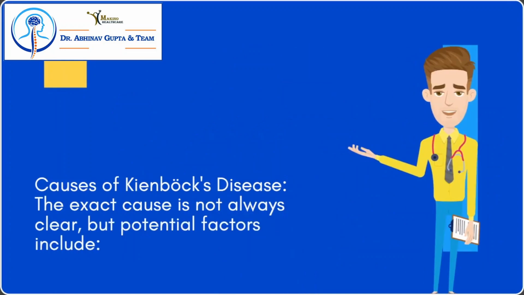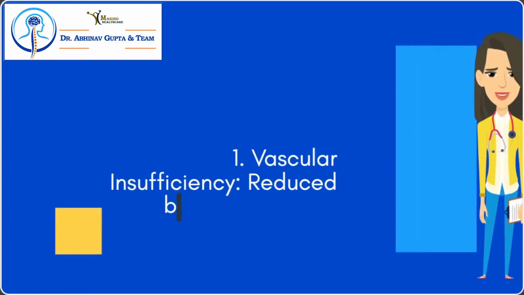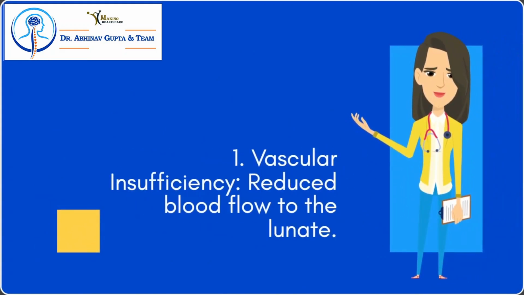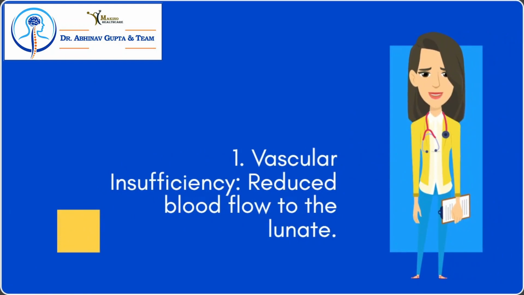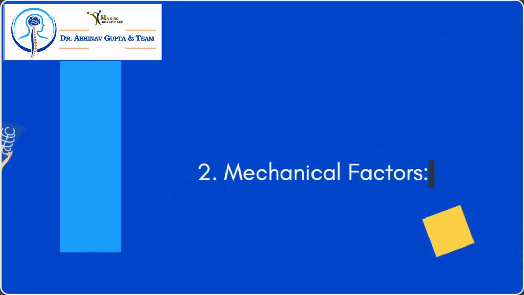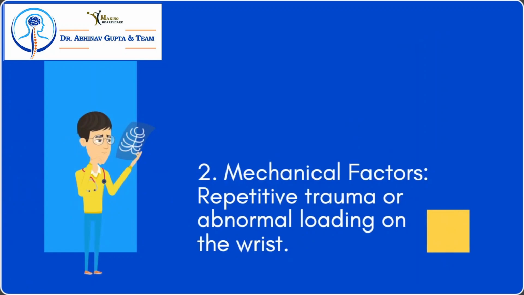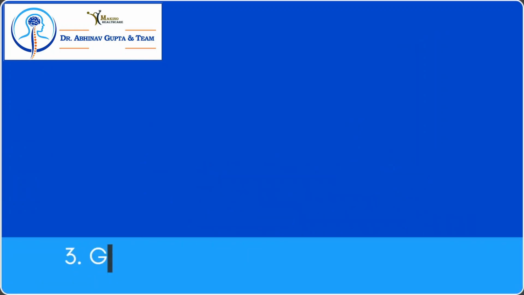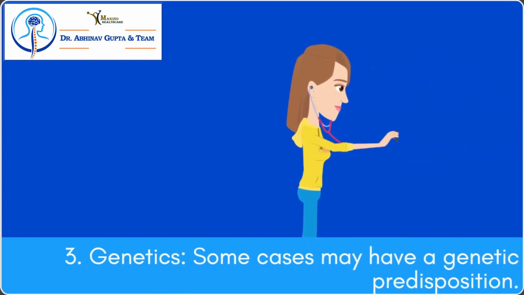Causes of Kienböck's disease. The exact cause is not always clear, but potential factors include: 1. Vascular insufficiency, reduced blood flow to the lunate. 2. Mechanical factors, repetitive trauma or abnormal loading on the wrist. 3. Genetics, some cases may have a genetic predisposition.